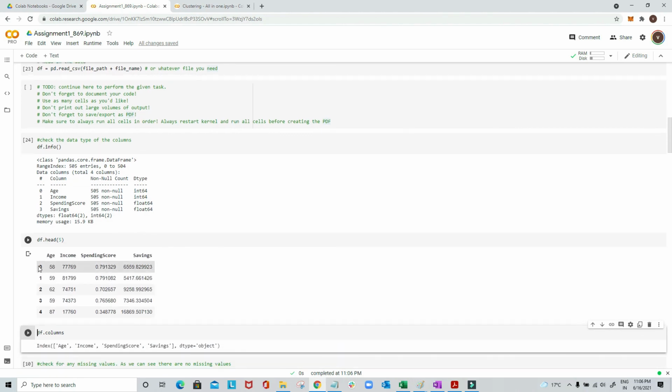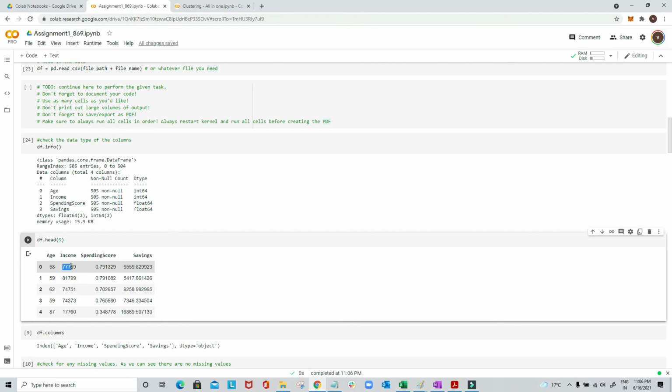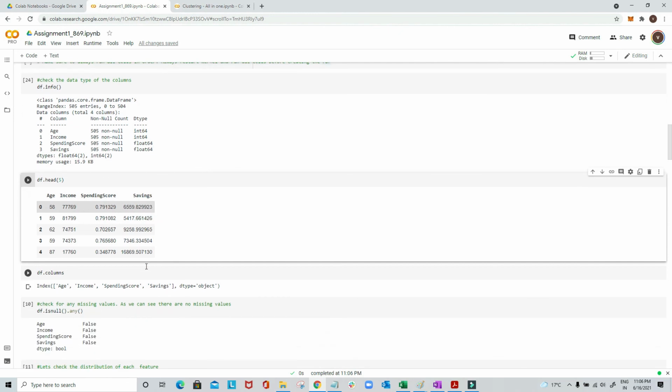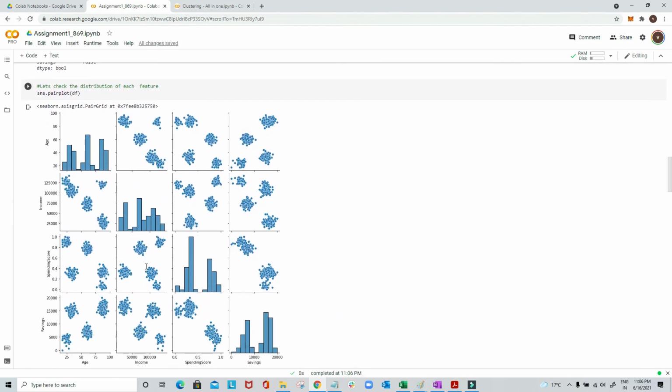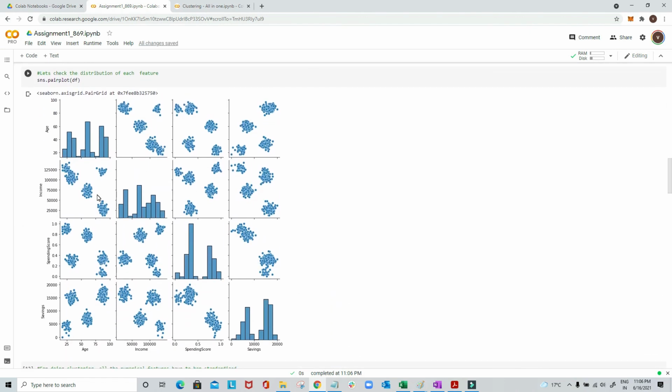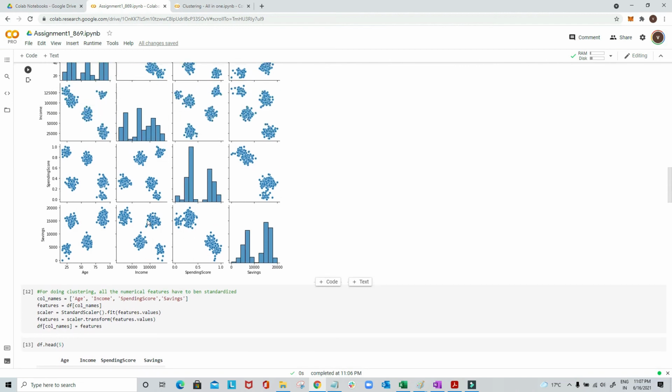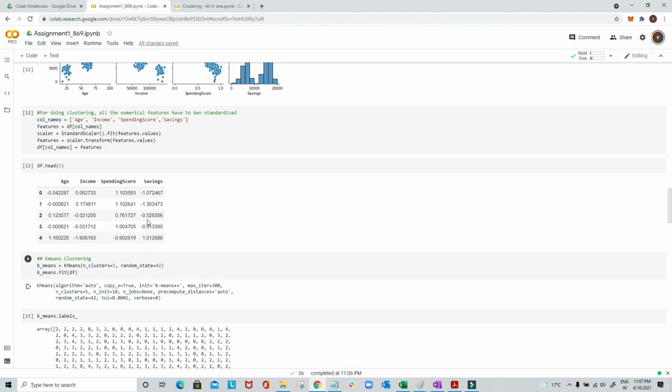So initially the data is like this. Income is a 4-digit, probably 5-digit number. Age is a 2-digit number. Spending score is in decimals, and savings is probably a 4-digit or 5-digit number, right? If you can see, when I plot each and every feature with respect to another feature, it has already identified the groups within the data, right?